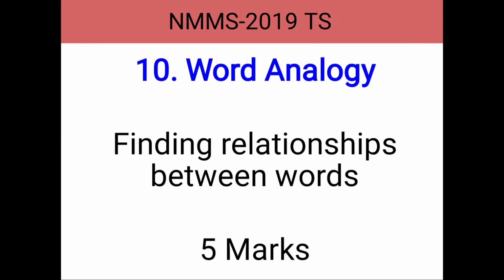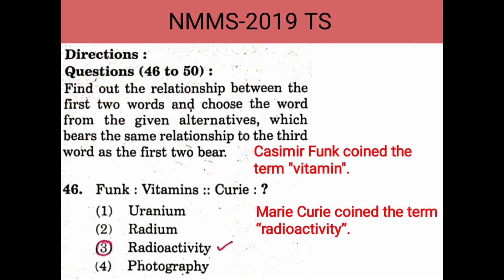Analogy means comparing. There will be relation between first set of words. You have to observe it, and you have to establish the same type of relationship between the third and fourth word. Here in this example, Funk is to vitamins, Curie is to dash. Casimir Funk coined the term vitamin. Marie Curie coined the term radioactivity. So the answer is radioactivity.